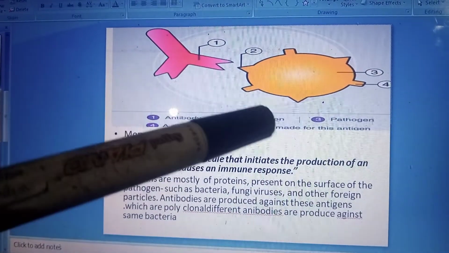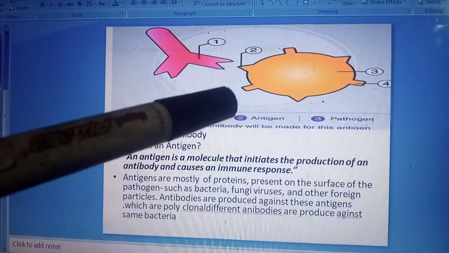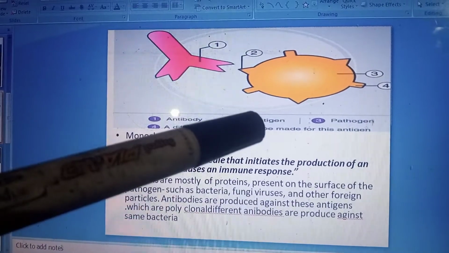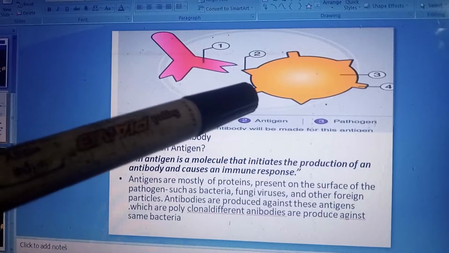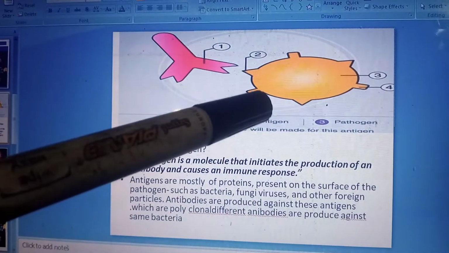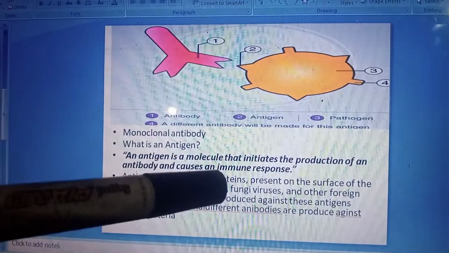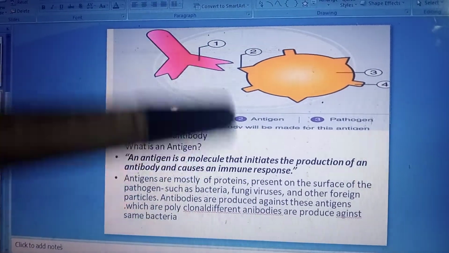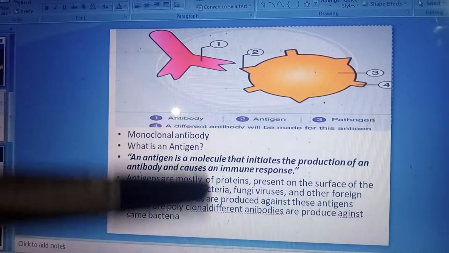So our immune response is polyclonal in nature because microorganisms are mosaic. One microorganism has different types of antigen. For example, if this bacteria comes in with a different structure, different antibodies are produced against it. Now, polyclonal antibodies are not specific. They can bind with any type of antigen.